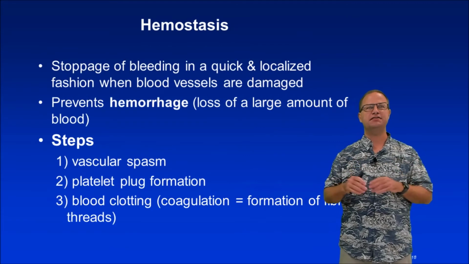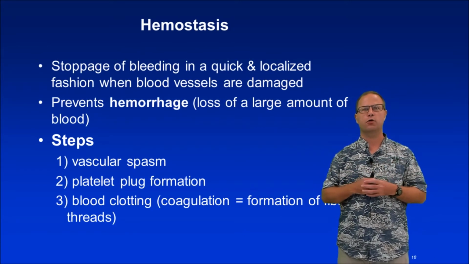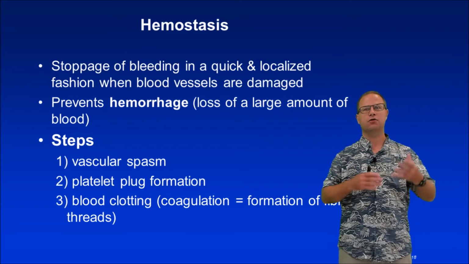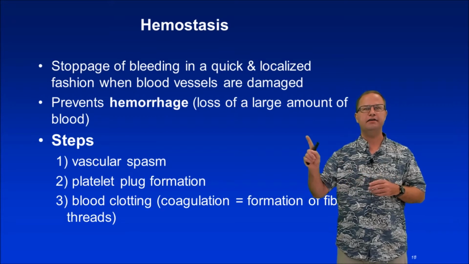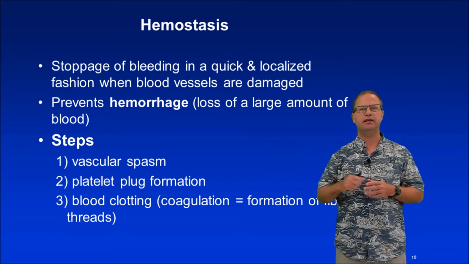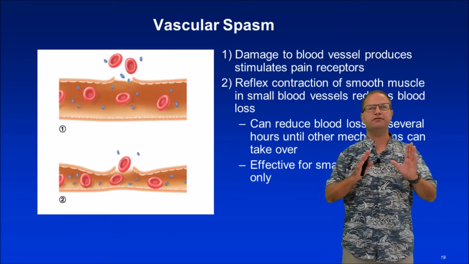So hemostasis, as I was saying, is stoppage of bleeding in a quick and localized fashion when blood vessels are torn or damaged. And it prevents hemorrhage or loss of large amounts of blood. And there's 3 main steps we're going to talk about today. 1 is vascular spasm, 2 is platelet plug formation, and 3 is blood clotting. Okay, let's start with vascular spasm.